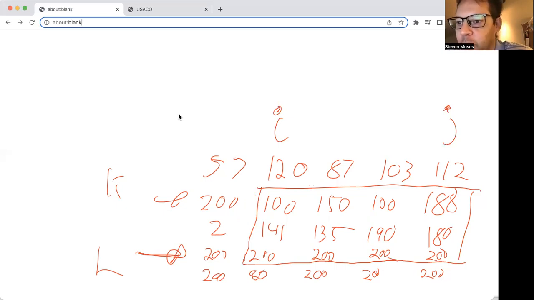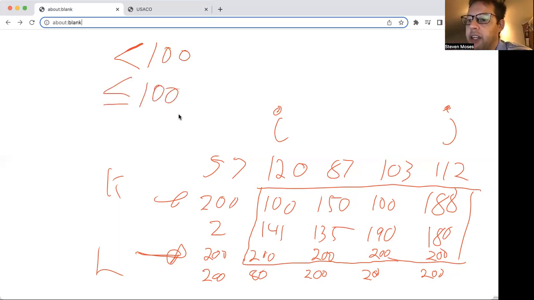Now, for this prefix sum, we're going to need two numbers. The first is going to be how many numbers are there that are less than 100? And the second is how many are less than or equal to 100? Now, the reason why I need to know this is because I need to know for sure that the number less than 100 is exactly equal to 0.